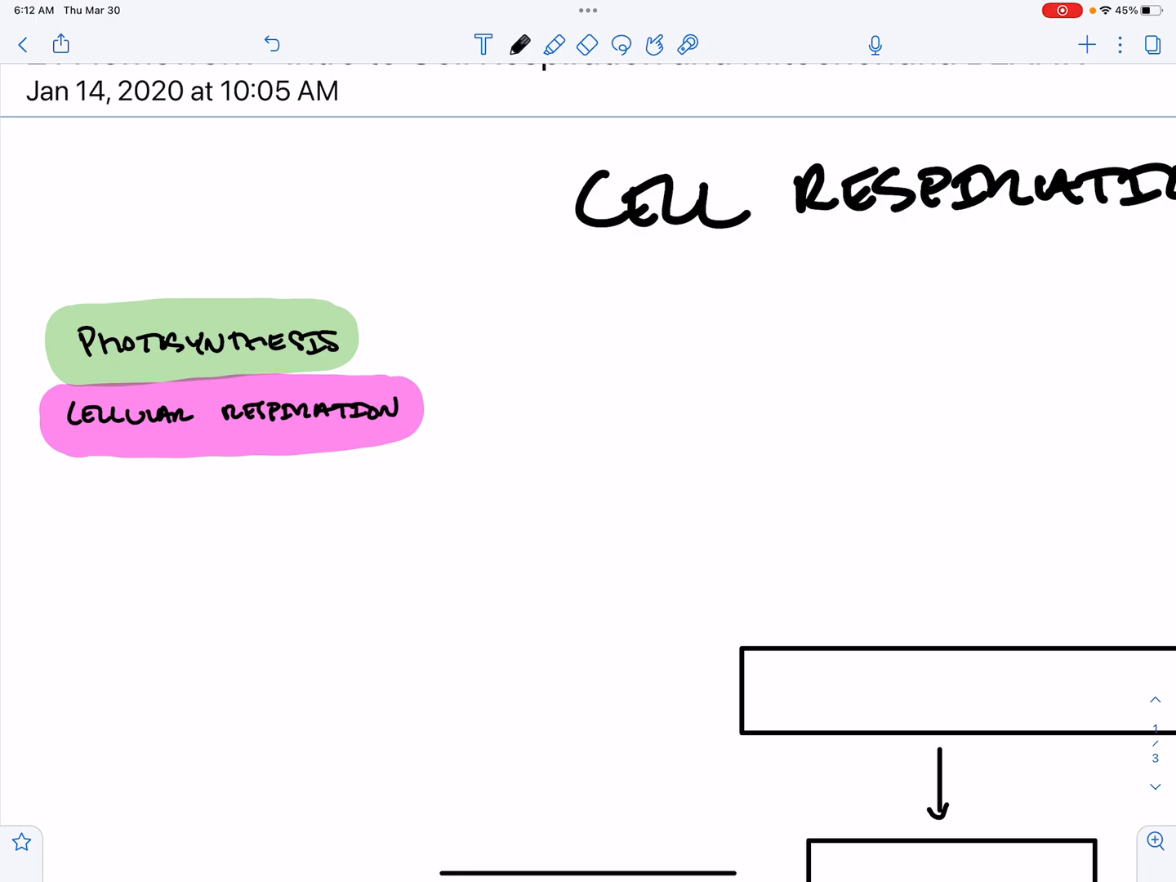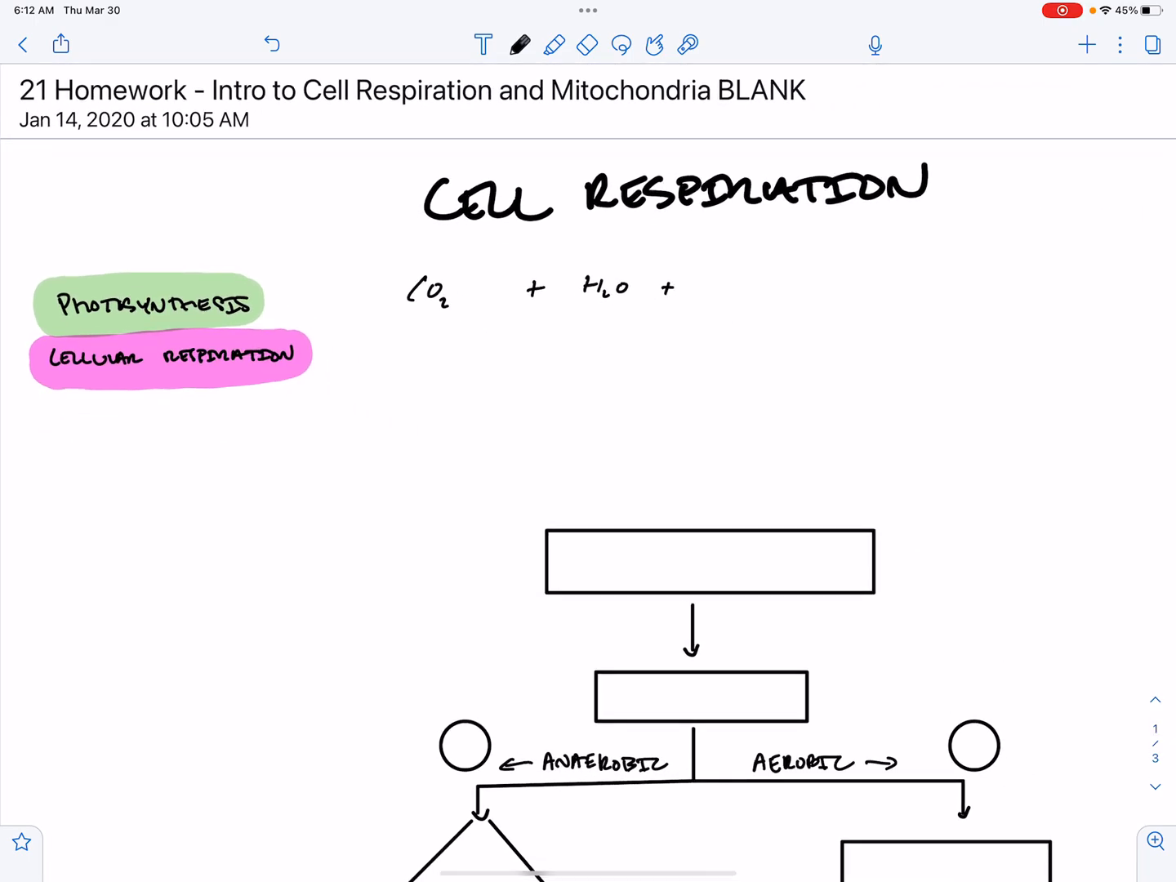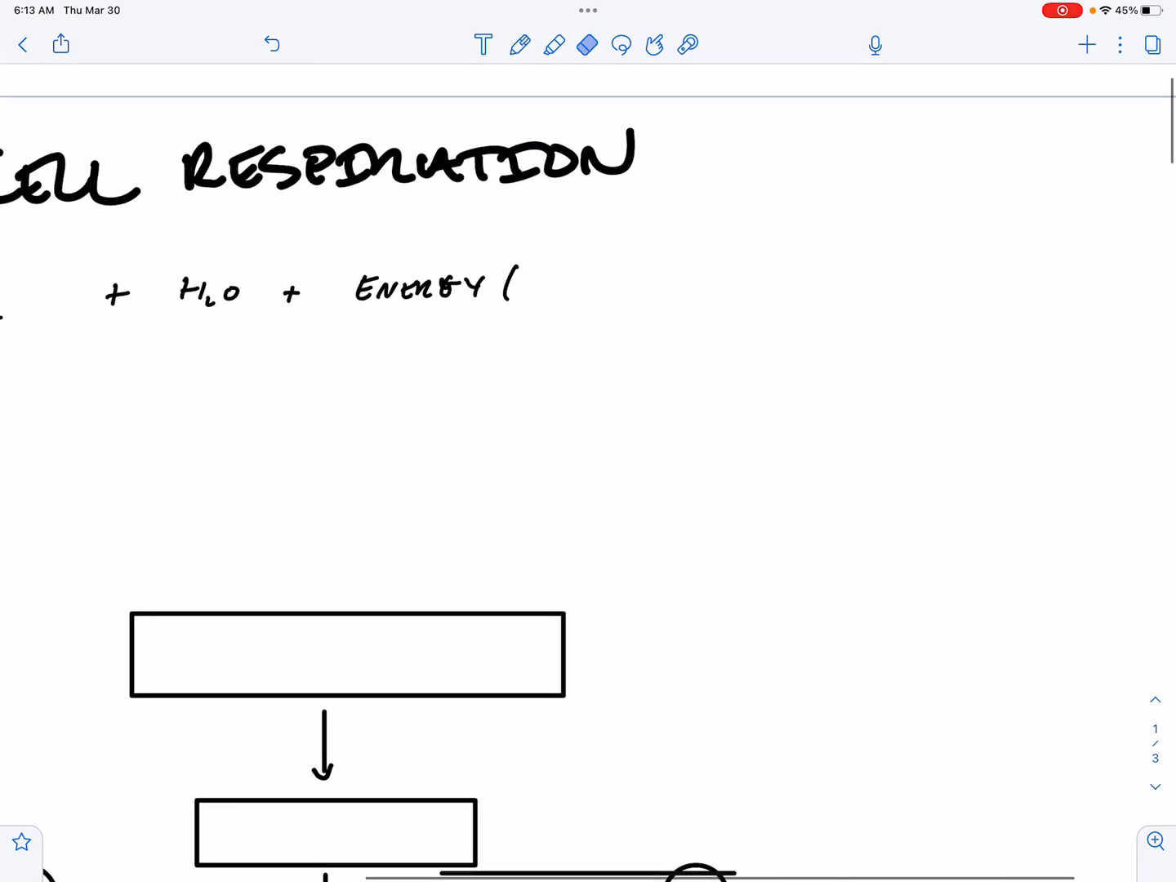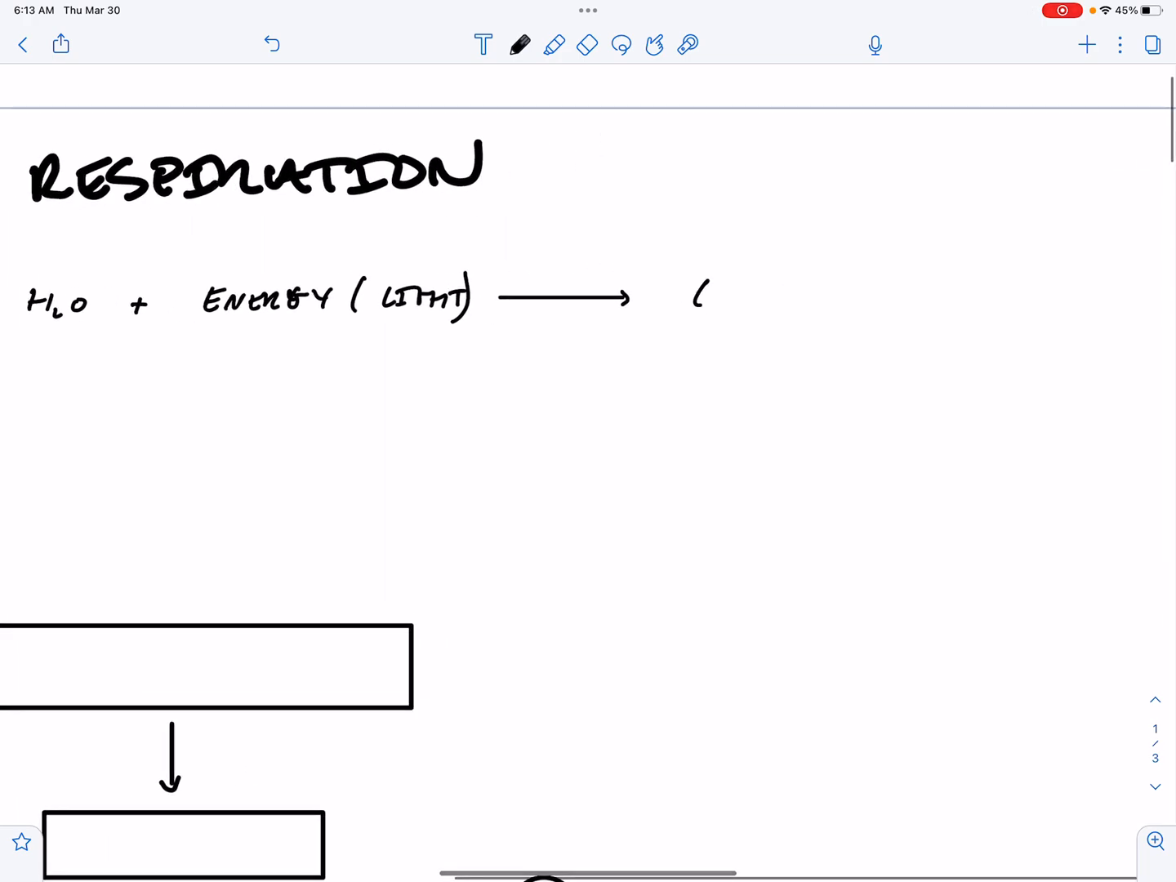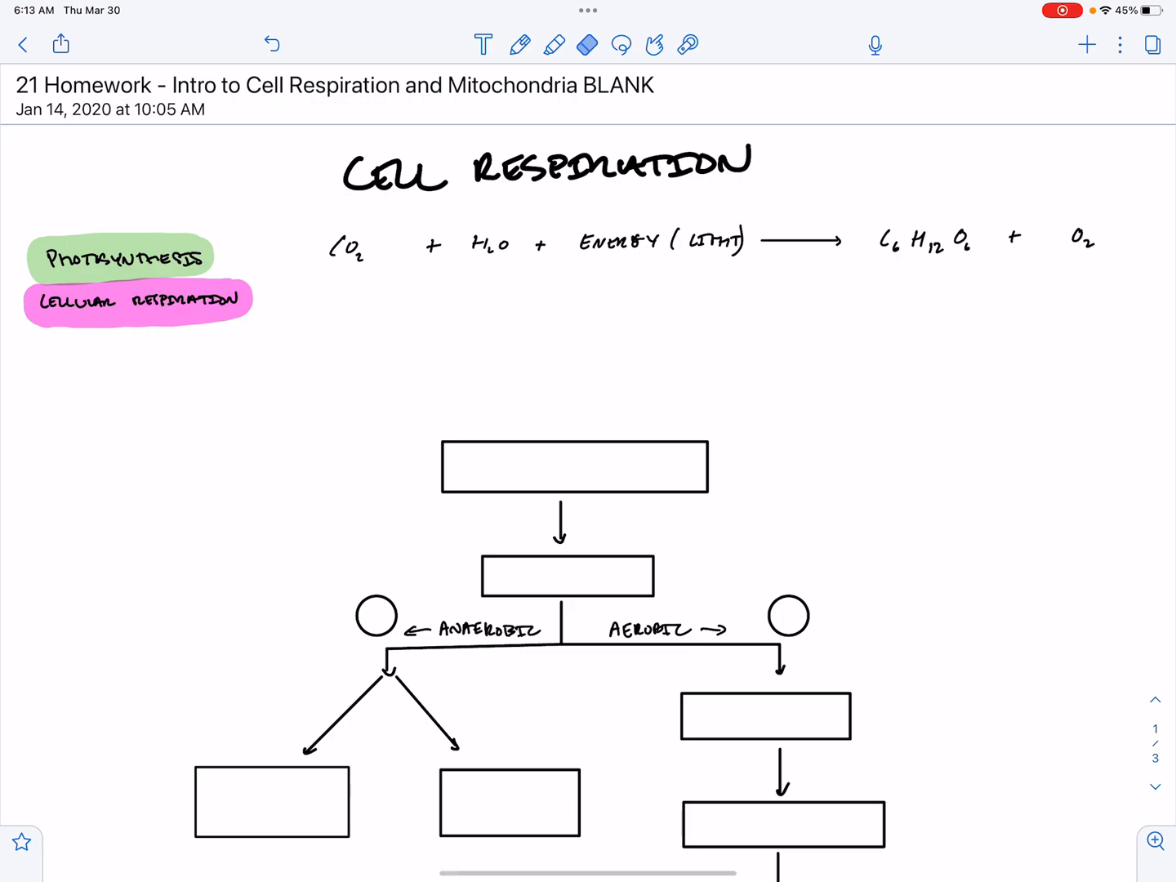Okay, photosynthesis. You all know the unbalanced chemical equation by now. We have CO2, we have H2O, we have some light energy, let's just say energy, which isn't really a reactant, but we're going to put it over here because it looks good. And this makes C6H12O6, which is glucose, and oxygen gas. Okay, so that is the equation for photosynthesis.